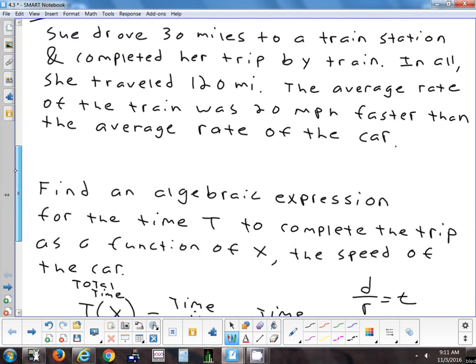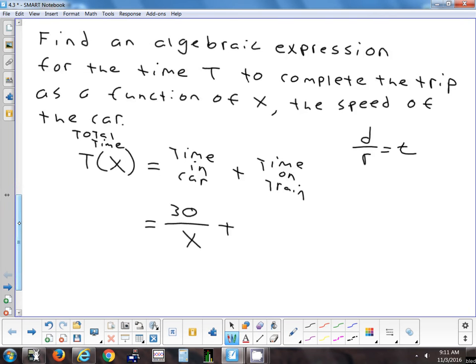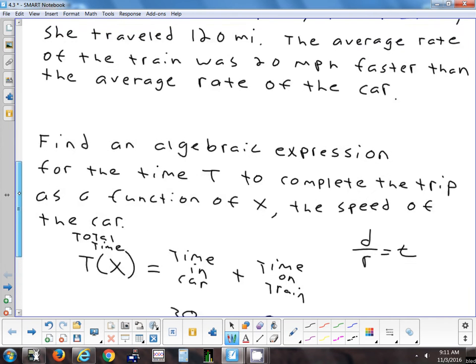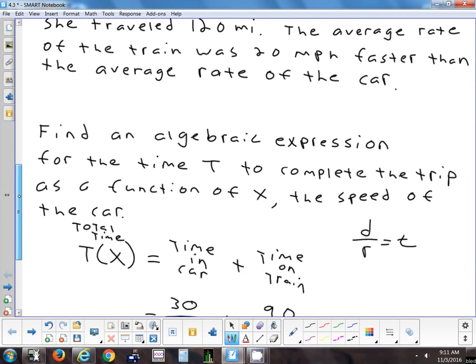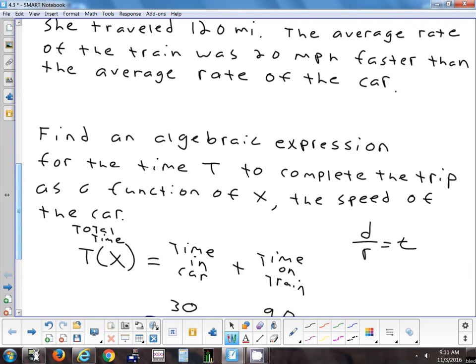What was her distance on the train? Had to be 90 miles, right? She drove 30 in the car. The total trip is 120. So she must have gone 90 miles by train. And what's the speed of the train? It's 20 miles per hour faster than the car. So x plus 20. Or I heard someone say 20 plus x. Same thing.